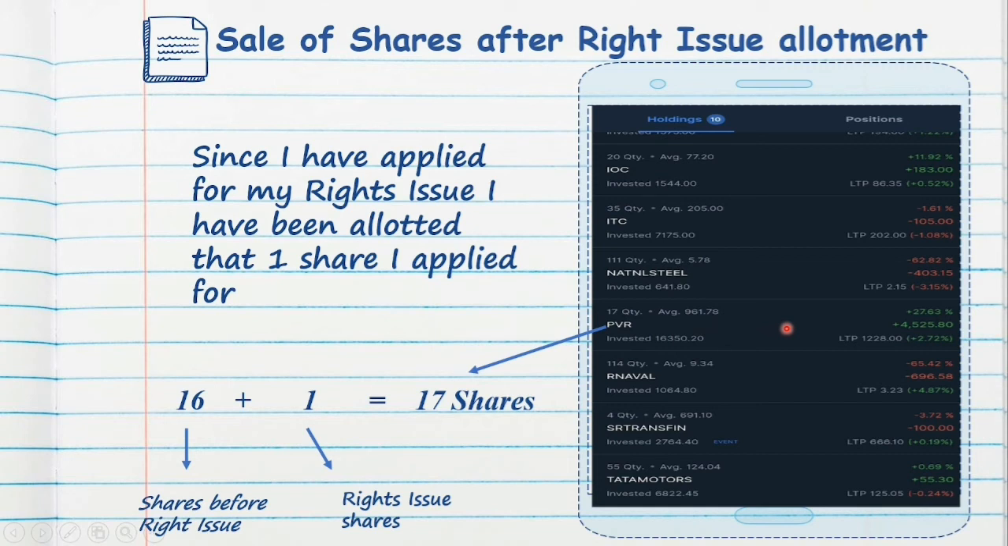Once the allotment process is completed, the share loses its special nature and it becomes similar to the previously bought shares. So now the entire 17 shares are at my discretion, whether to sell or hold for further appreciation. So this is how we can check whether a rights issue share has been allotted to us correctly.